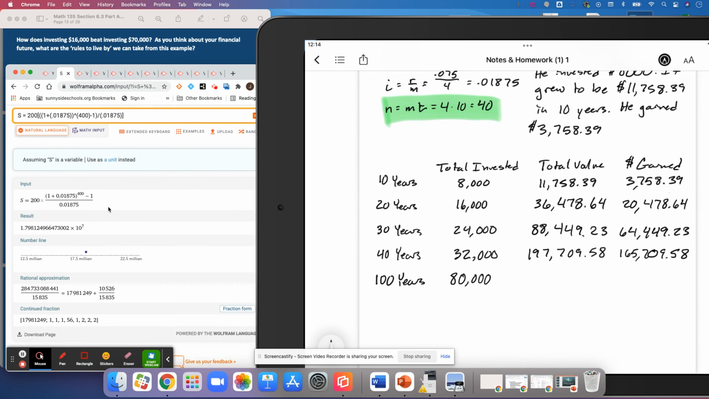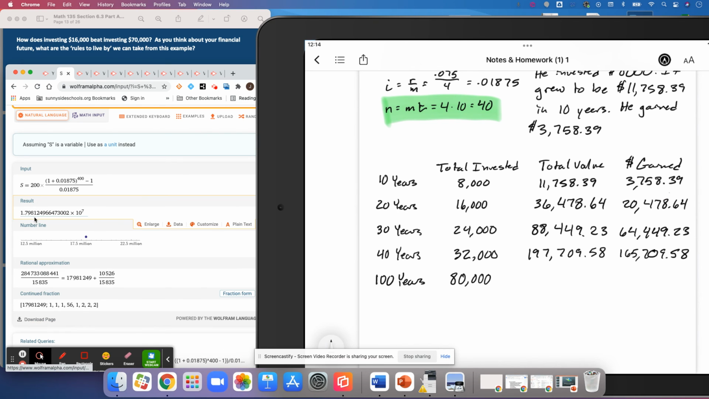And this account would grow to be 17 million, $981,249 and 66 cents. And so you can see that the amount gained in that instance would be about $17,901,249.66. I'm running out of room on the page because the number is so big.